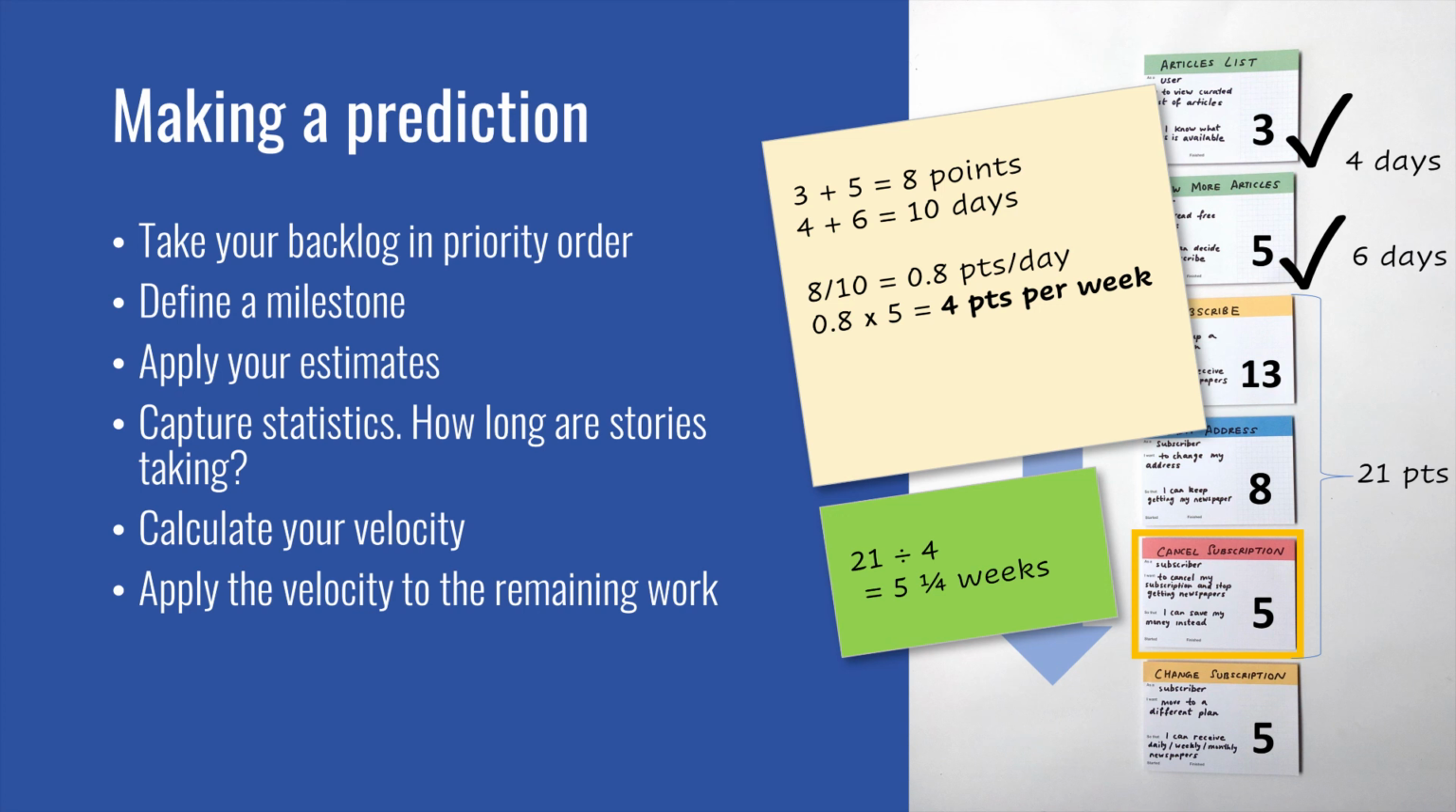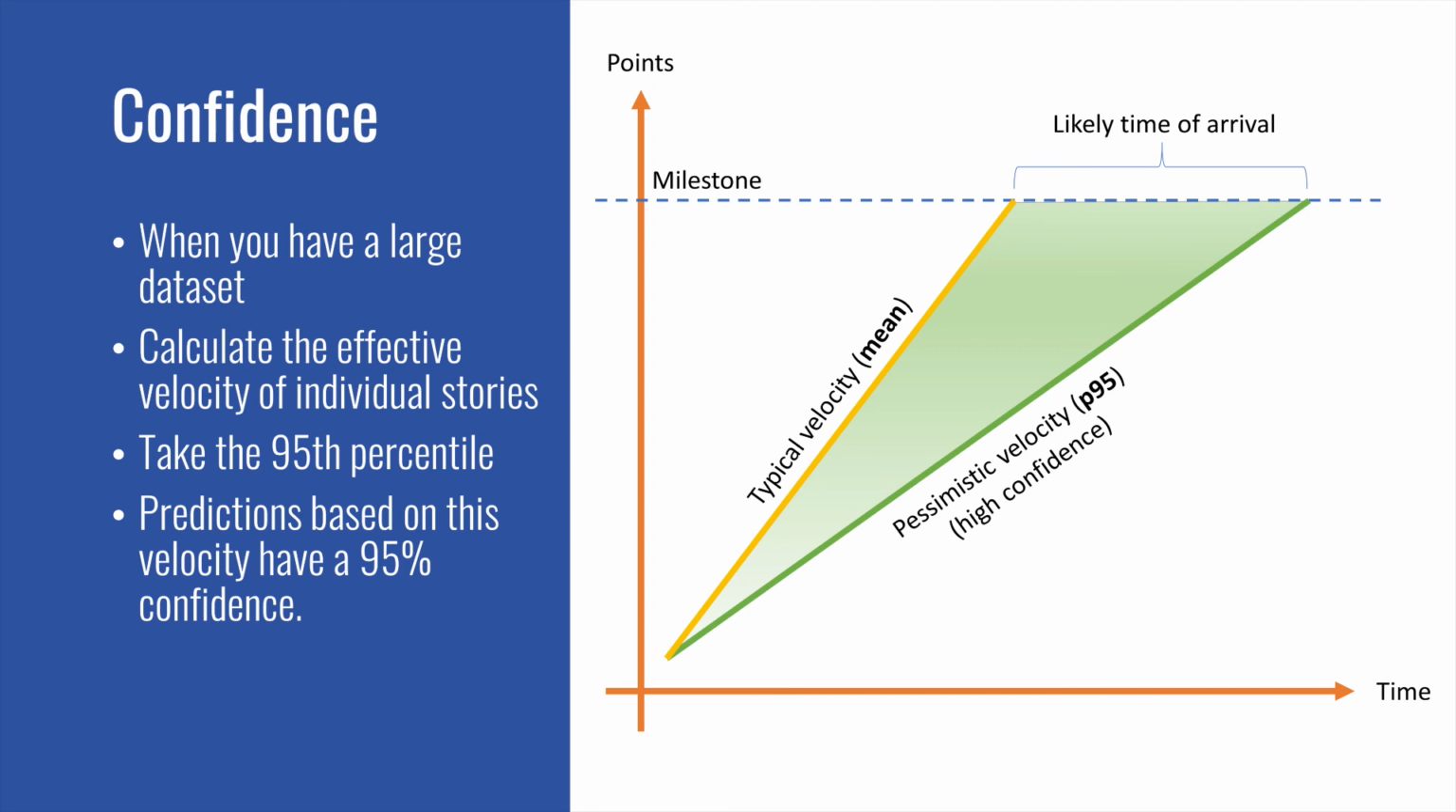If you have a bit more data, you can make more nuanced claims. For instance, if you take the effective velocity of individual stories, which is duration divided by points, and take the 95th percentile, then you arrive at a more pessimistic velocity. However, you can then say you are 95% confident in your delivery before a date.